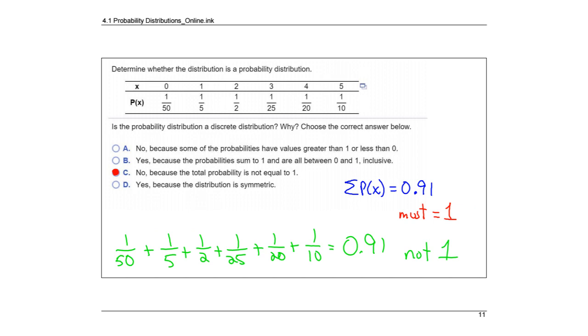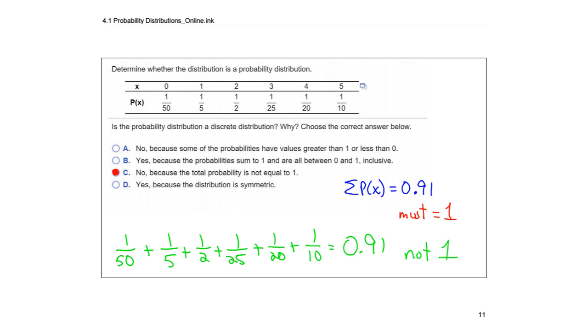All right, this one's asking me if this distribution is a probability distribution. So if we look at it, each of the probabilities is good, right? They're between 0 and 1 inclusive. I don't have any negatives. I don't have anything greater than 1.